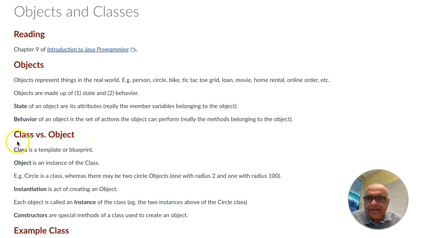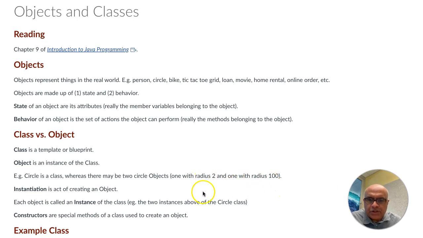Now let's talk a little bit about the terms class and object. The term class is used to refer to the template or the blueprint that is used to create objects, whereas an object is an instance of a class. For example, you might define a class called circle, but you might have two different circle objects, each with a different radius value, one with 2 and one with 100.